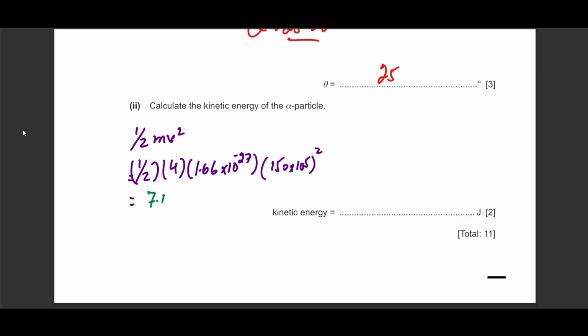So this comes out as 7.47 times 10 raised to the power minus 13 joules. This becomes 7.5 times 10 raised to the power minus 13 joules, two significant figures. I hope you've learned something. That is all.